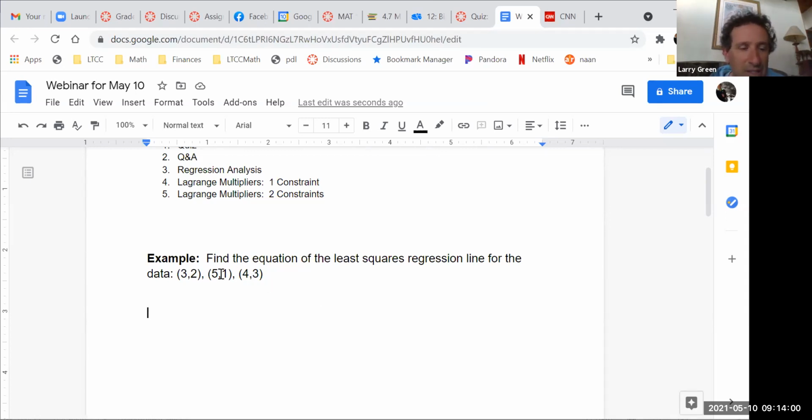So let me give you a basic example. And the only reason I did basic is that there's no reason to crunch out a lot of numbers. That's not what I'm trying to show you. I'm trying to show you how to do the math. With the numbers, then you use a computer. And the question is, find the equation of the least squares regression line for the data (3, 2), (5, 1), (4, 3). Okay, so the first thing is, do these points all lie on the same line?